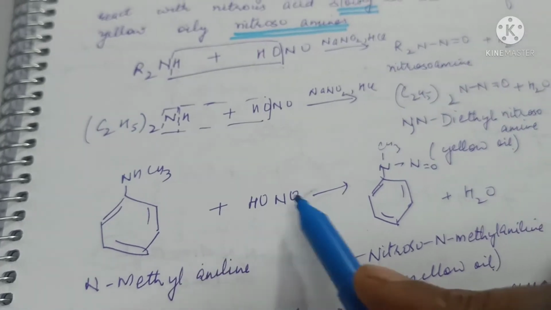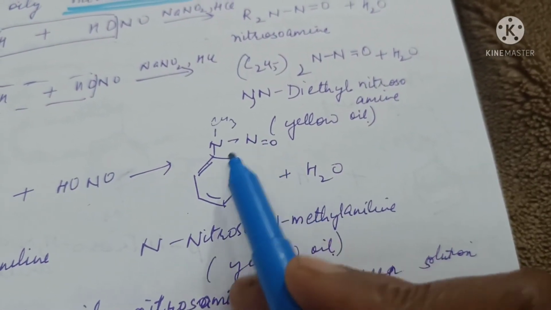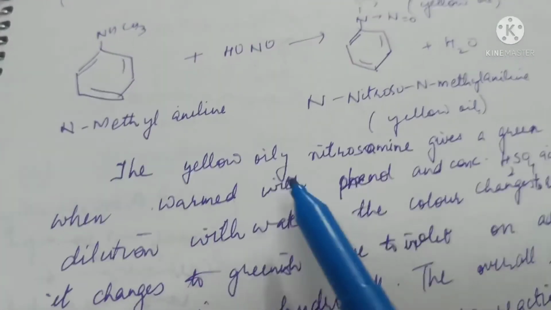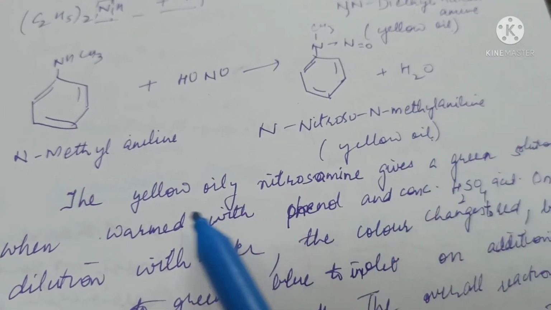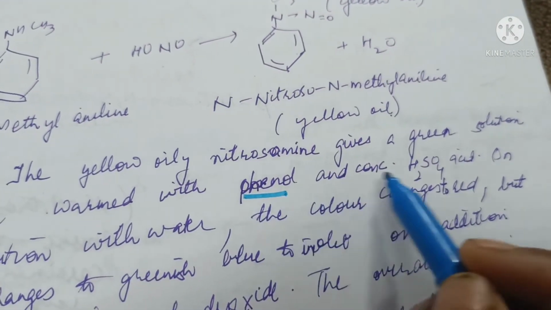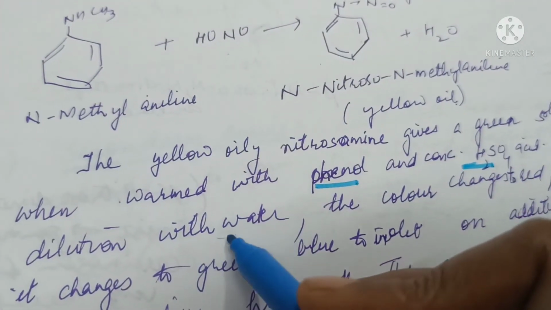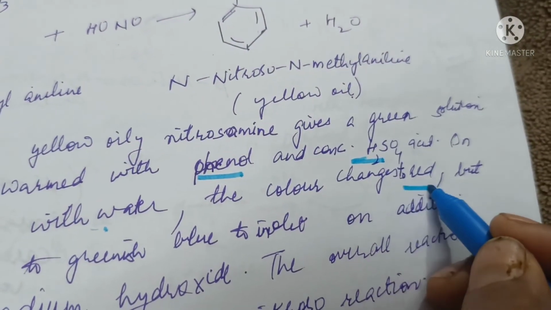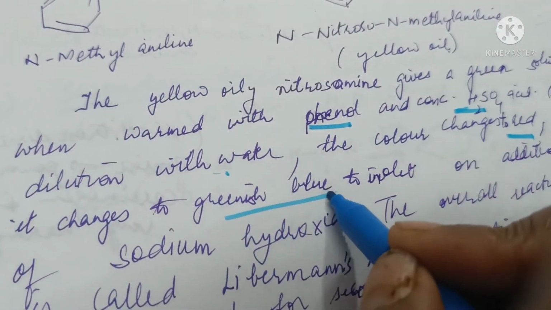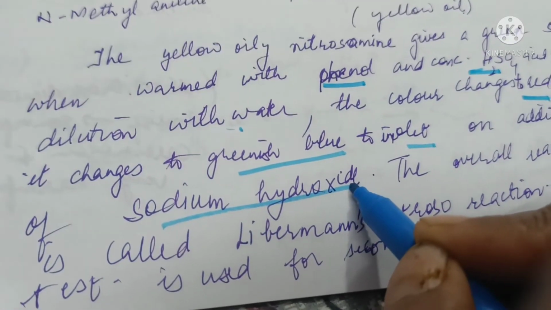N-methylaniline, a secondary amine, will react with nitrous acid to form N-nitroso N-methylaniline. The yellow oily liquid gives a green color when warmed with phenol and concentrated sulfuric acid. On dilution with water, the color will change to red, and it will again change to greenish blue to violet on addition of base, sodium hydroxide.